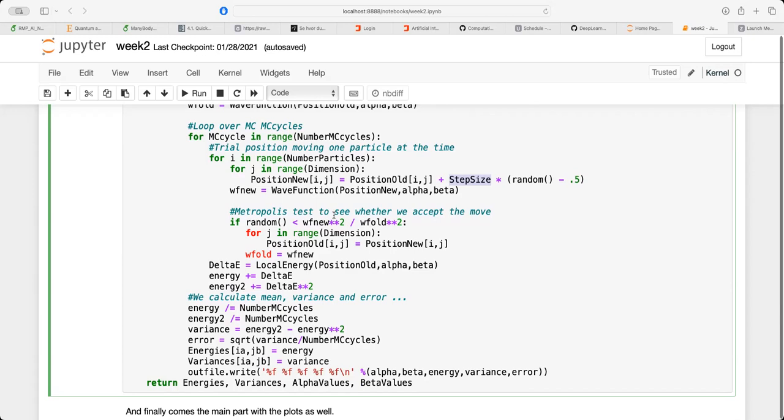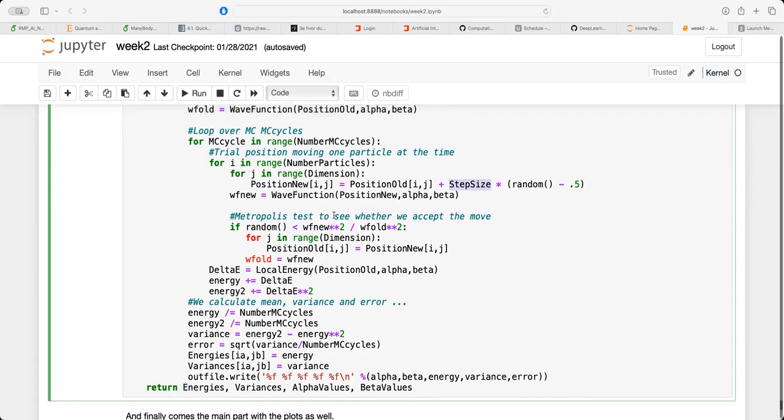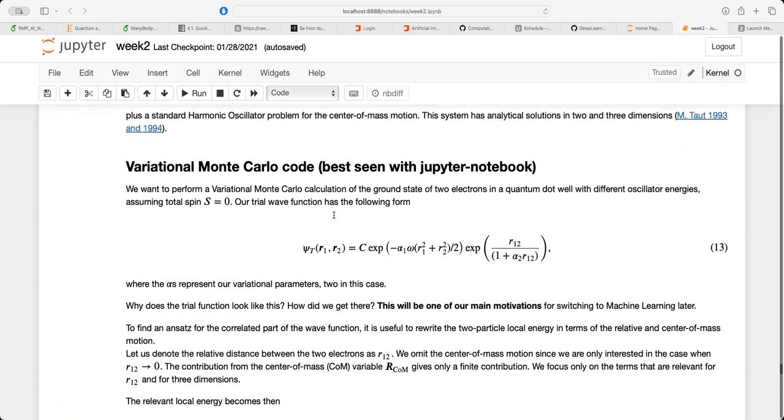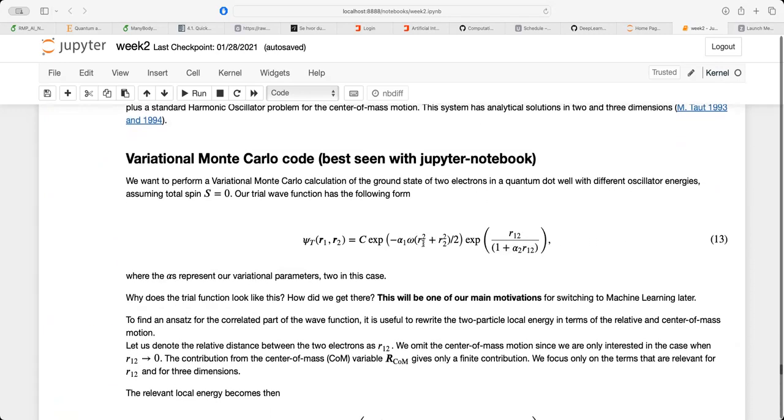You can save CPU cycles if you move one particle at a time, because then you will just have the ratio. If you look at this trial wave function, you will just have the ratio between particle 1, which is being moved. Particle 2 stays in the same position. So then I would just look at the ratio between what happens with particle 1 in the previous stage and in the next stage.